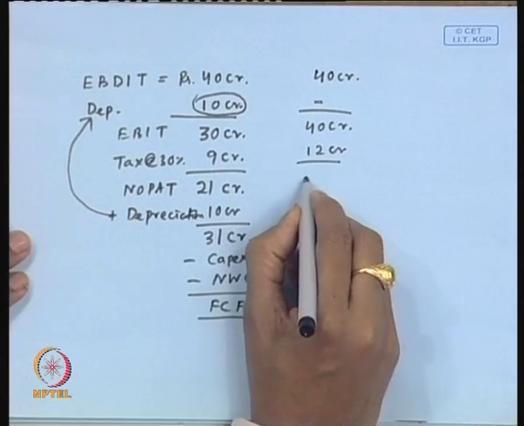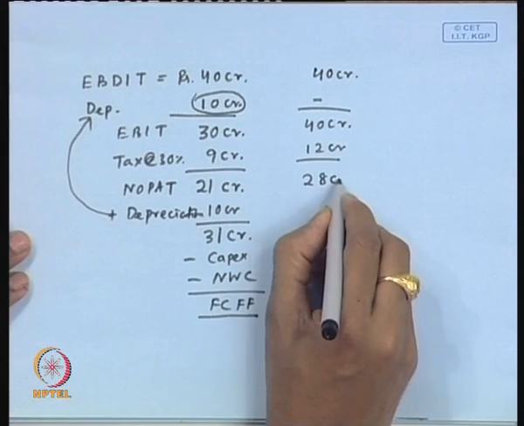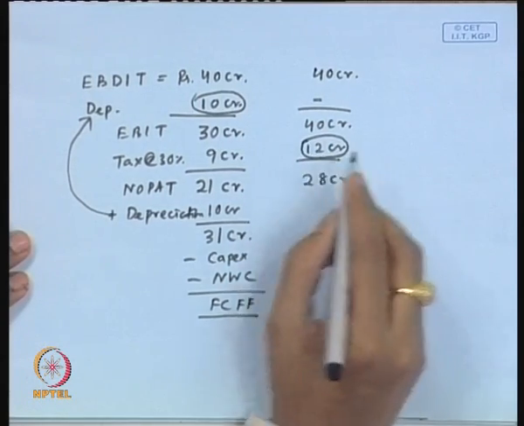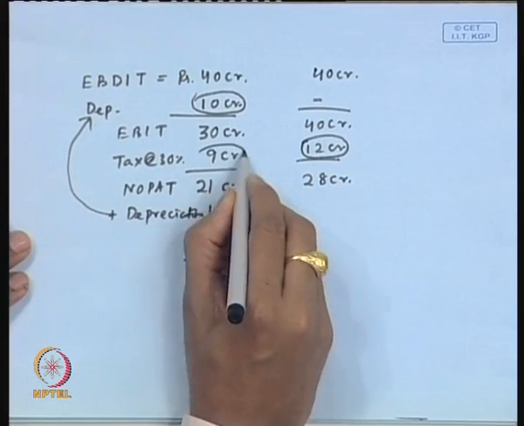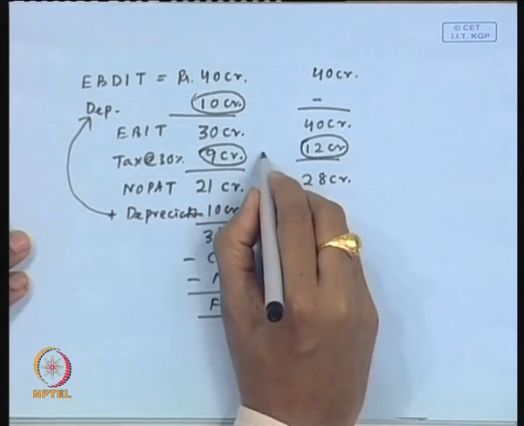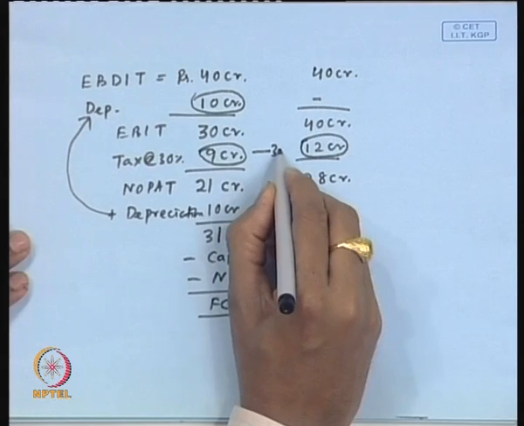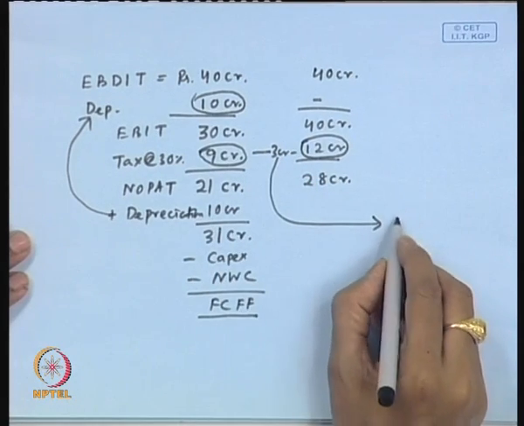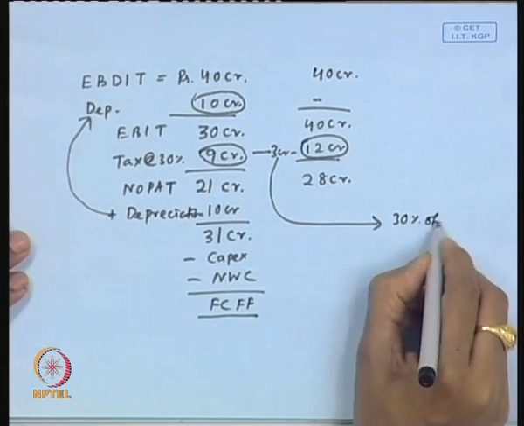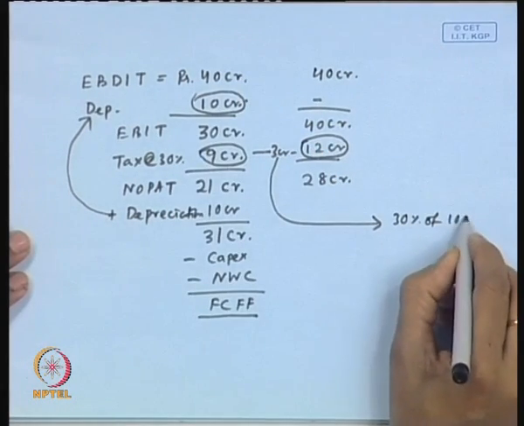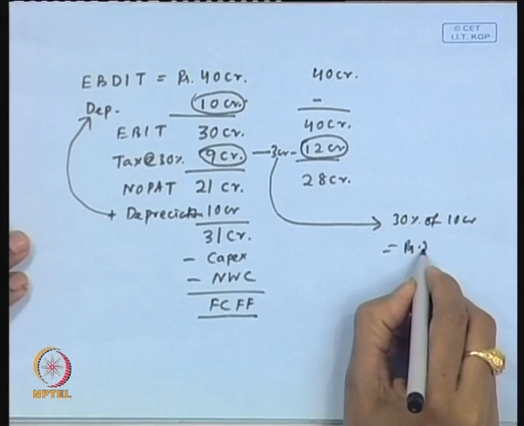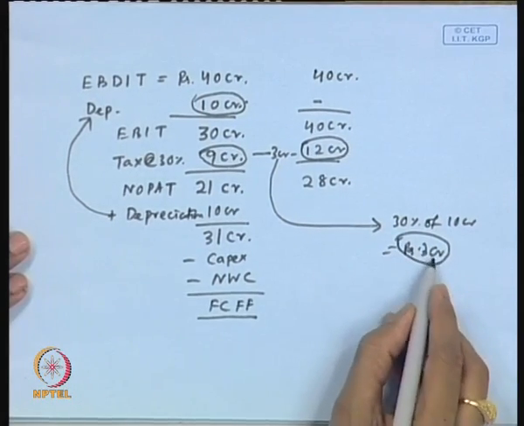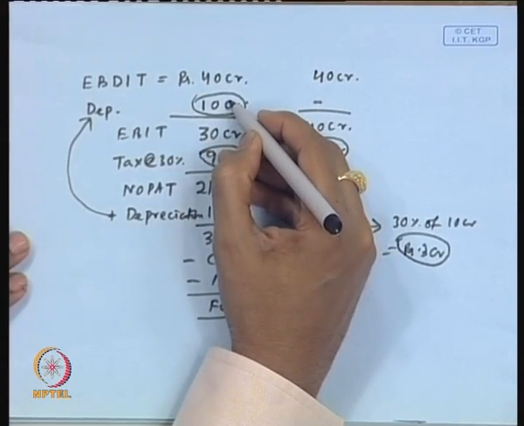So, the net operating profit is more by 28 crore, okay, but the tax outflow is now 12 crore instead of 9 crore. So, the difference between these two is nothing but rupees 3 crore, and this 3 crore can be found directly by taking 30% of depreciation, that is 10 crore, which gives us rupees 3 crore. So, since this company is able to save a tax of 3 crore, that is why depreciation is deducted.